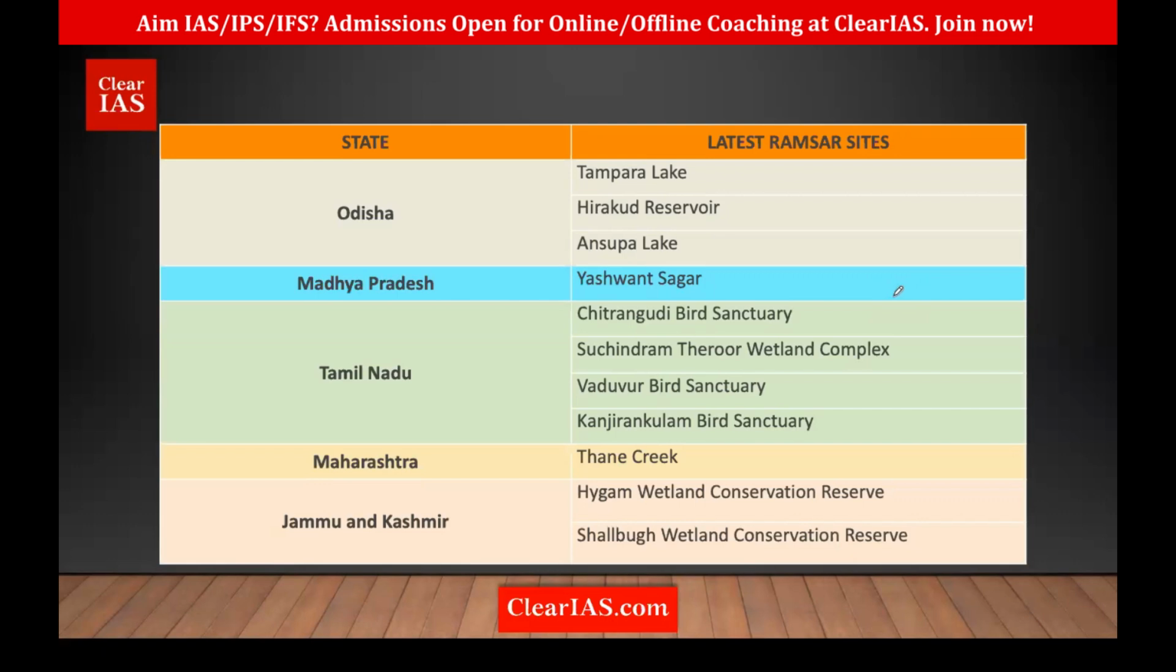That is Haigam Wetland Conservation Reserve and Shalbuk Wetland Conservation Reserve. These are the latest ones identified. So the 11 which were lately introduced, the latest ones added to the Ramsar sites list. In Odisha, 3, that is Tampara Lake, Hirakud Reservoir and Ansupa Lake.